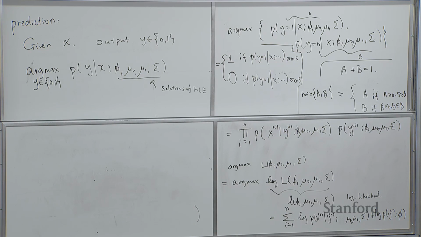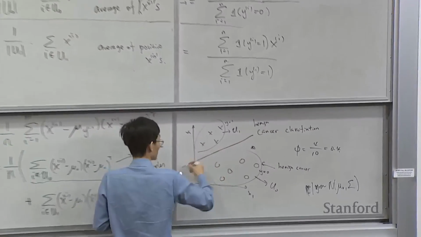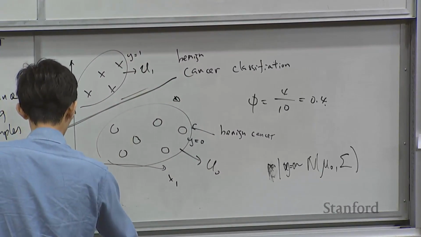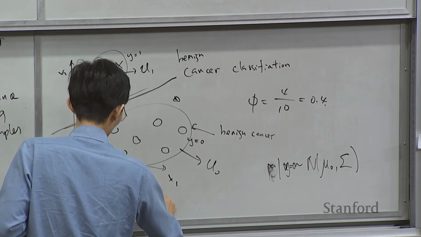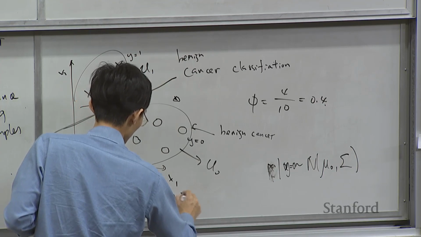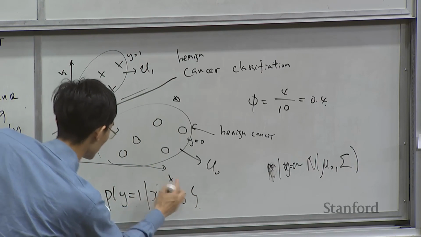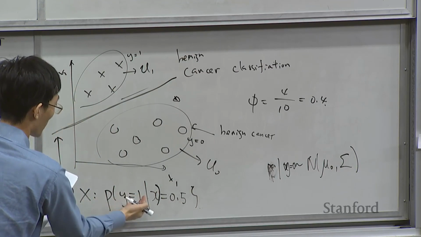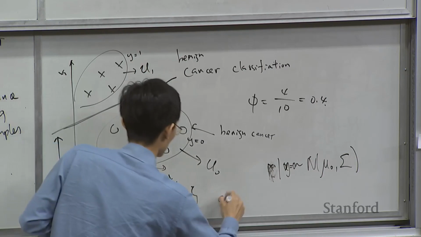If you look at this figure, what's the final decision boundary between these two cases? This line will be the family of x such that the probability of y given x is exactly 0.5. This is called the decision boundary.